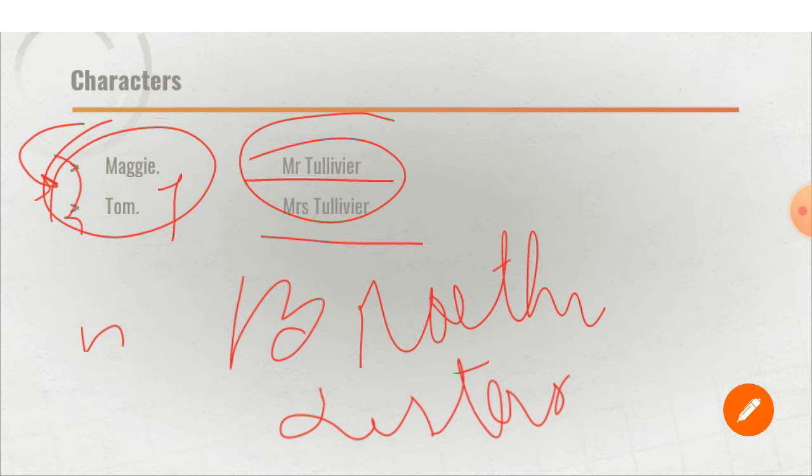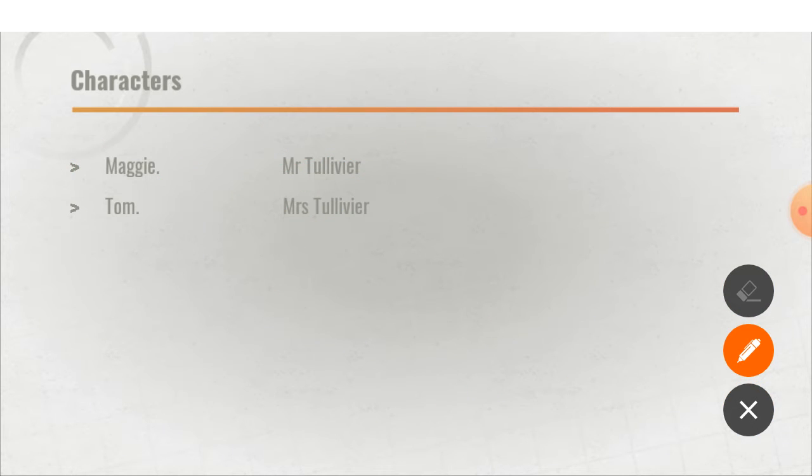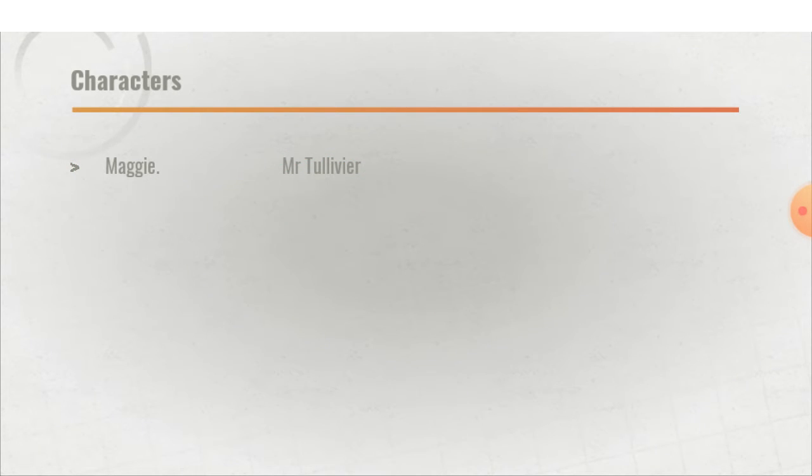Then Mr. and Mrs. Tulliver, what are they? They are the mother and father of Maggie and Tom. So Mr. Tulliver is the father of Maggie and Tom, and Mrs. Tulliver is the mother of Maggie and Tom. It's quite confusing, but you need to remember, it's very easy. They are both husband and wife, and they are also the parents of Maggie and Tom.